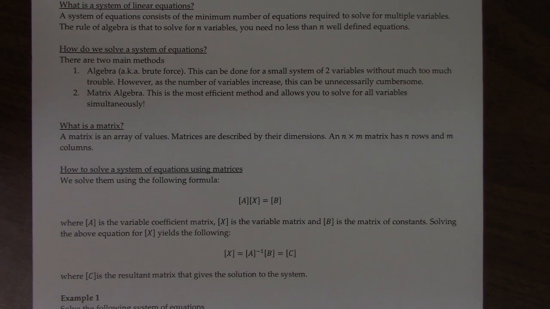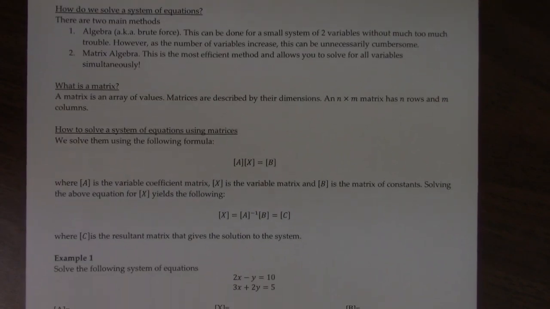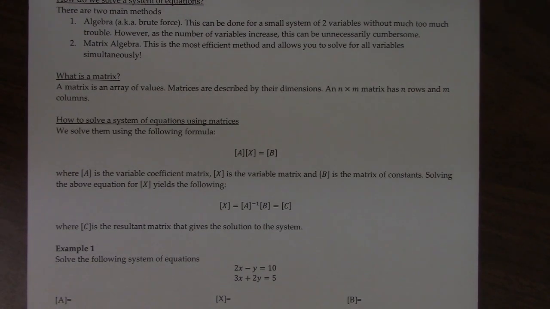Matrix algebra is the most efficient method that will solve for all the variables at once, and we can do this in our calculator. A matrix is an array of values. It almost looks like a table. Matrices are described by their dimensions. So an n by m matrix has n rows and m columns. We always say rows first and then the number of columns.